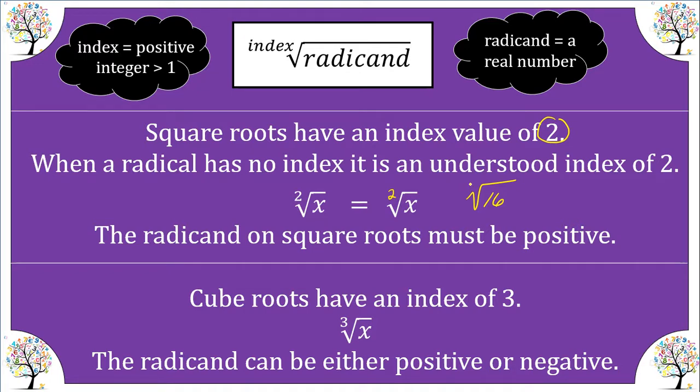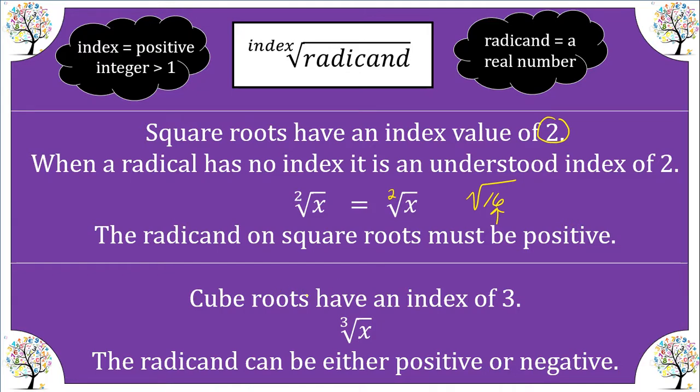And the 2, or the index, is right here. It's not the coefficient. It's not a large number. It's kind of like an exponent. It is actually part of an exponent. So the radicand on square roots must be positive. With square roots, this radicand has to be a positive number.